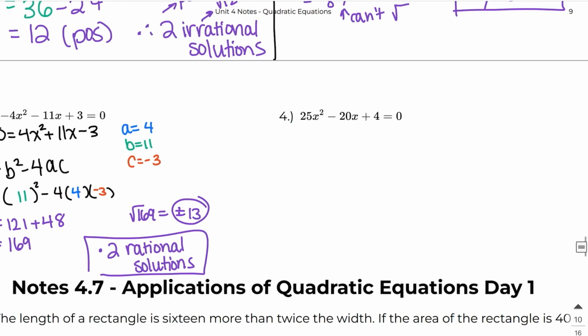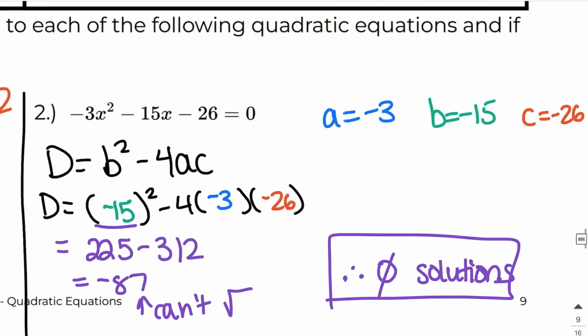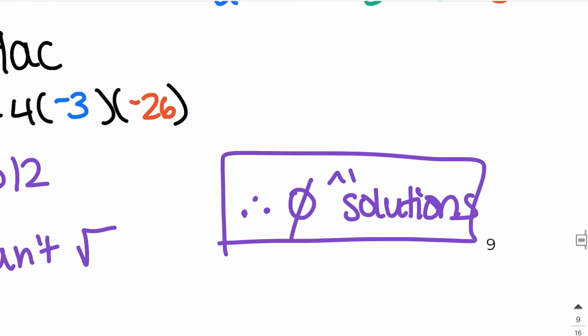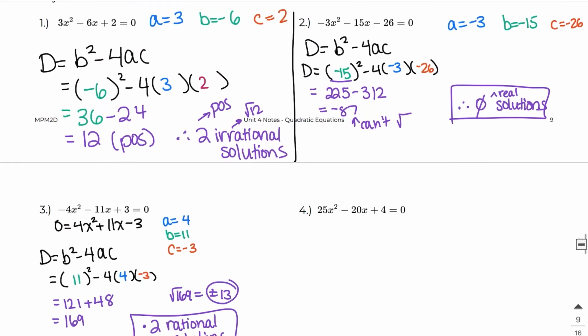Okay, and actually let's go back to number 3 really quickly. I just want to say there are no solutions. We want to say there are no real solutions because technically there are some things called imaginary numbers. So we could technically solve this with imaginary numbers, but we don't have to worry about that in our class.